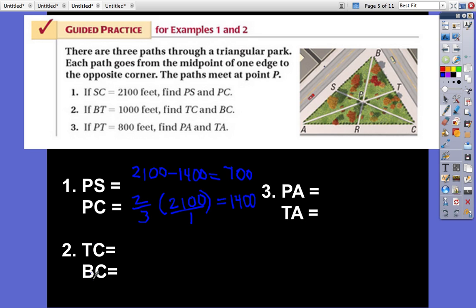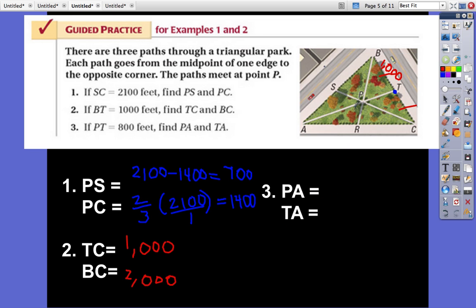Okay, so let's look at number 2. We want to find TC and BC. They tell us BT is 1,000 feet. So TC and BC, T is a midpoint. So since T is a midpoint, obviously BT is congruent to TC. They tell us in number 2 that BT is 1,000. So this piece here is 1,000. Well, if these pieces are congruent, then TC is also 1,000 because T is the midpoint. If both pieces are 1,000, then BC is 2,000.